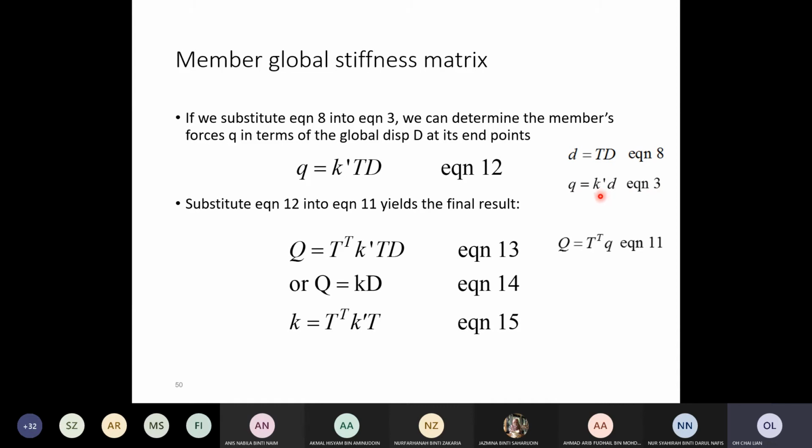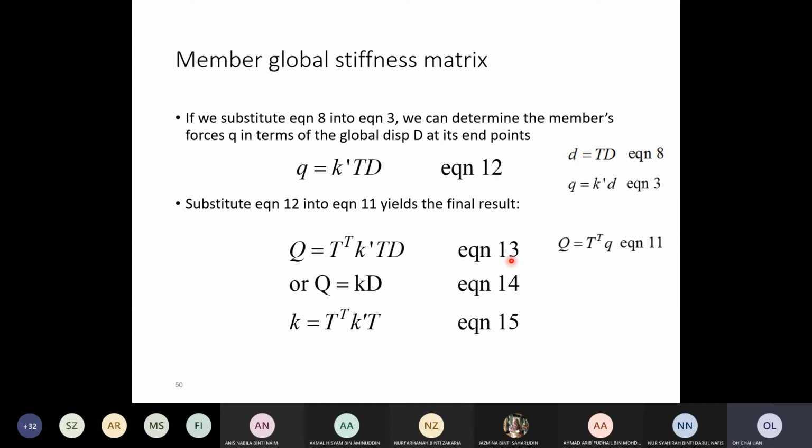So now we substitute this equation 8 into this equation 3. What will we get? We will get equation 12. How? This small d is actually TD, so just substitute it into this equation 3. Then you get small q equals K prime TD. So now you get this equation 12.